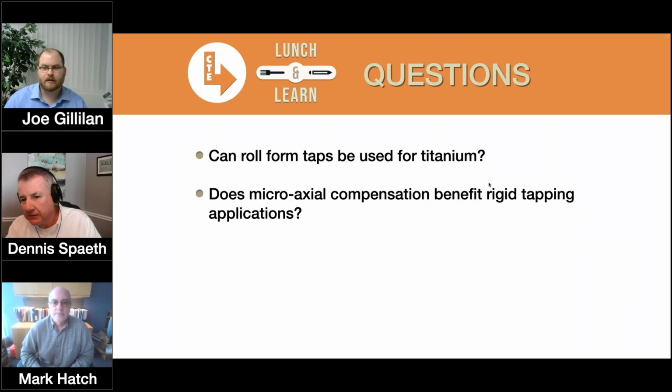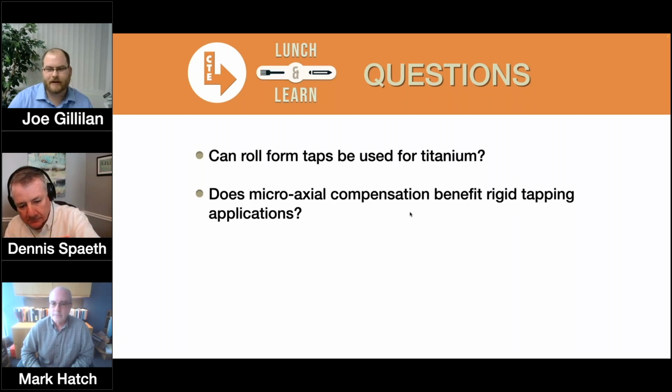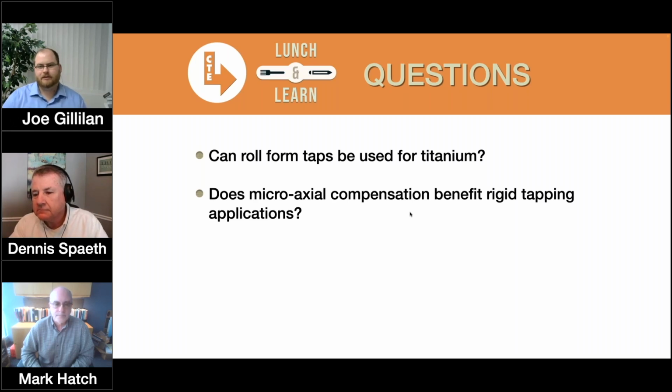Joe, any thoughts? Yeah, just to add on to what Mark was saying, normally we would never recommend a roll form for titanium either, except for where we had found it to be a benefit was in the very small sizes, such as that triple-oh 120 application we mentioned.